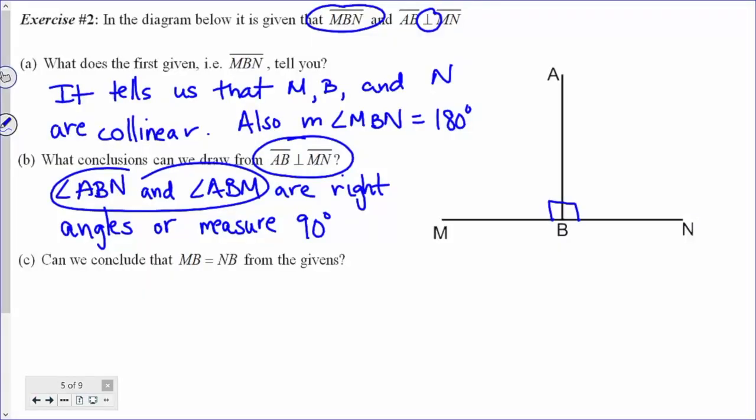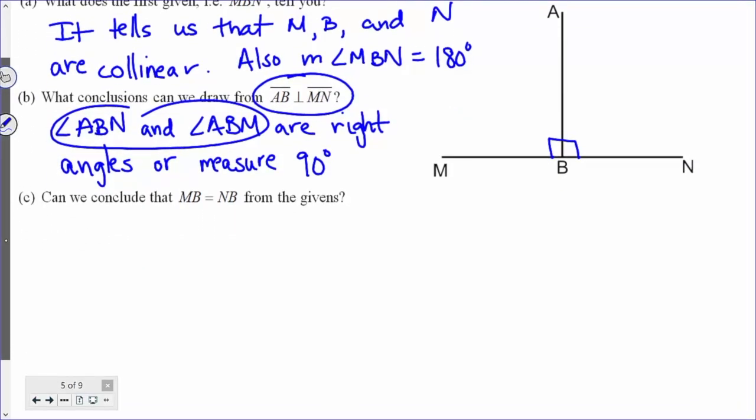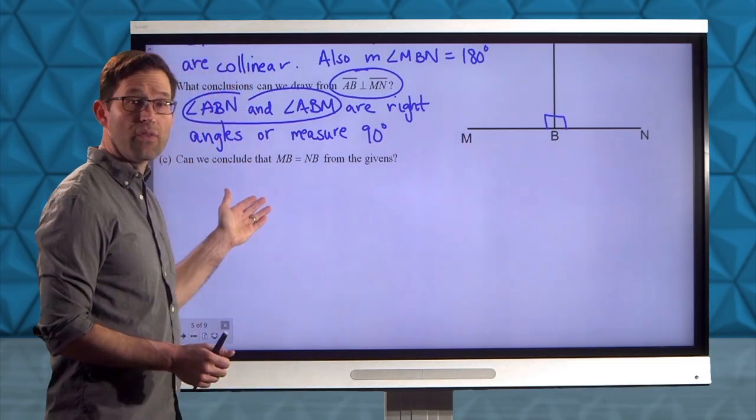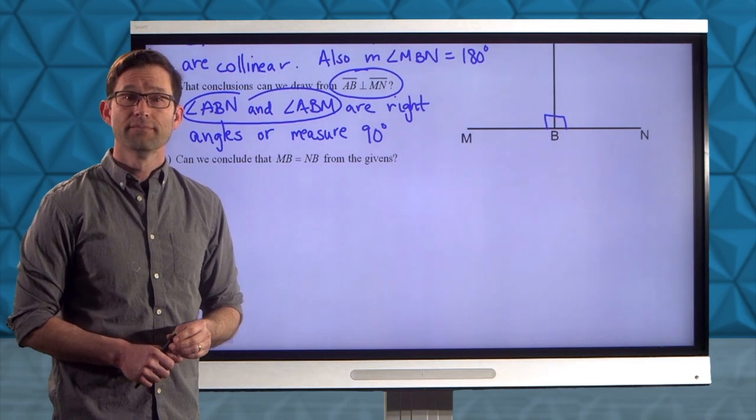Let's take a look at the last part of this problem, which is quite important. Letter C asks, can we conclude that MB is equal to NB? Can we make this conclusion? Think about that for a minute.